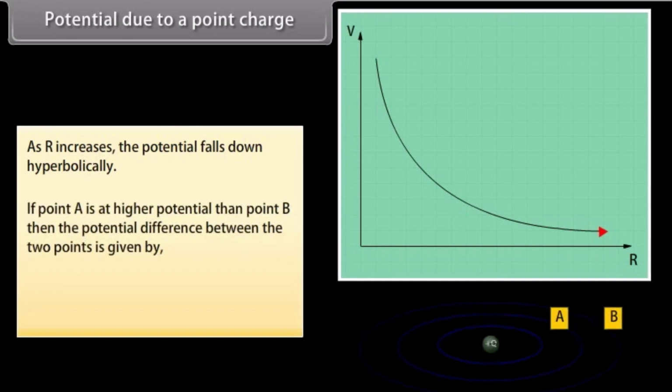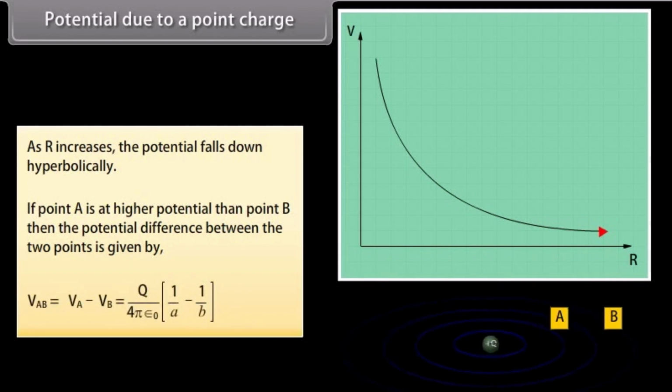If point A is at higher potential than point B, then the potential difference between the 2 points is given by V_AB equals V_A minus V_B. Put the values of V_A and V_B, we get V_AB is equal to Q by 4 pi epsilon naught multiplied by 1 upon A minus 1 upon B.